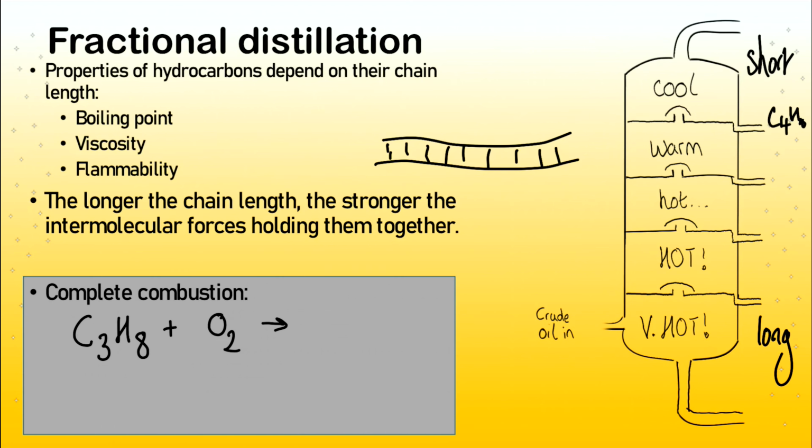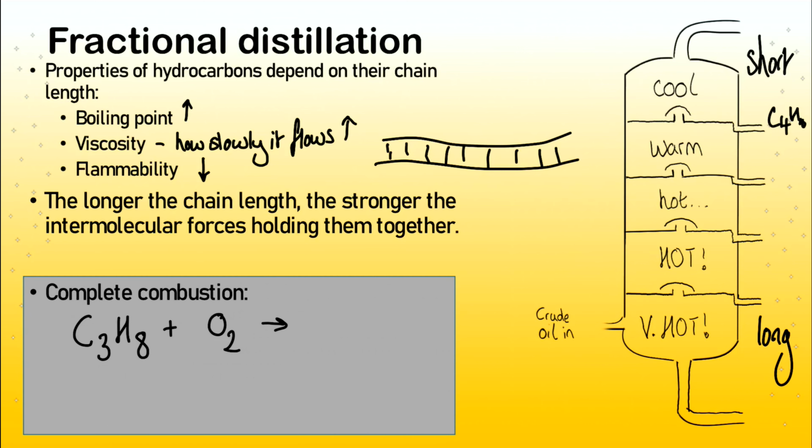So if we get longer chain length, the boiling point will increase. We need to put in more energy to cause it to boil, to cause it to turn into a gas. The viscosity, the longer the chain length, viscosity is how slowly it flows, which is a bit like how thick it is, how gloopy it is. And if we get a longer chain, it increases its viscosity. And the flammability, on the other hand, will decrease.